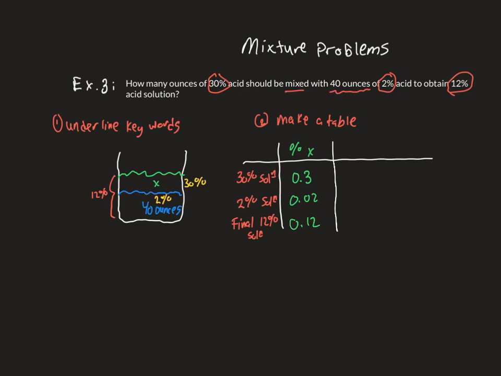So once again, I'm just going to be taking this column here, essentially. So that's going to be what? Well, not that column, actually, it's this column, but yeah. So you're going to get 0.3x plus 0.02 times 40. What's 0.02 times 40? Let's calculate that. That's 0.8.